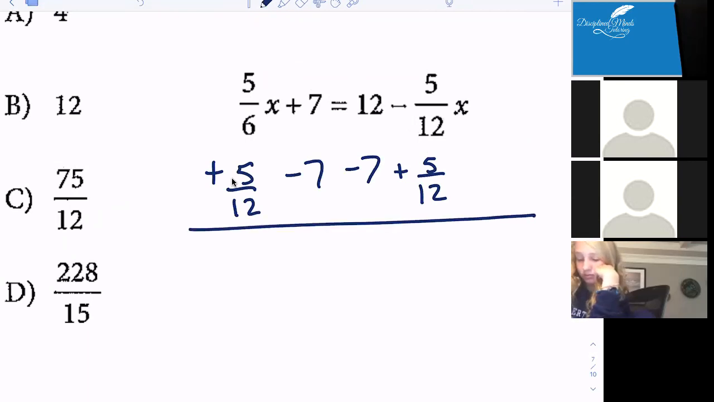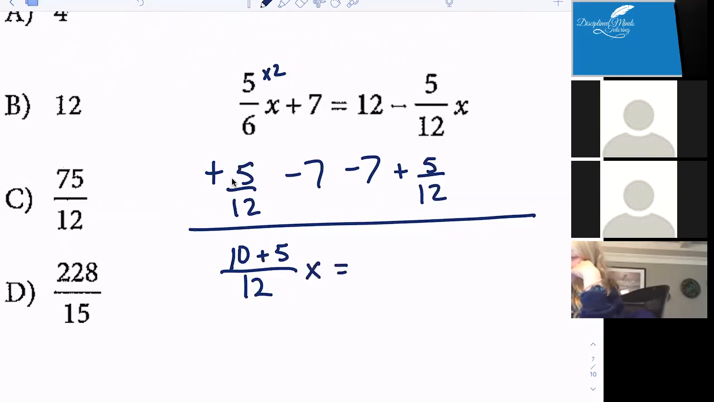So now, come on, guys, what's the common denominator here? 12. So multiply the first equation by what? 2, thank you. And the first fraction by 2. Do I have to multiply the second one by anything? Nope. So that's just 10 plus 5. Does everybody agree with that? And then what's 12 minus 7?